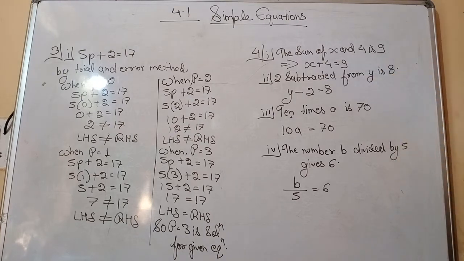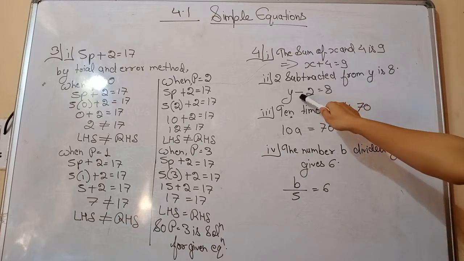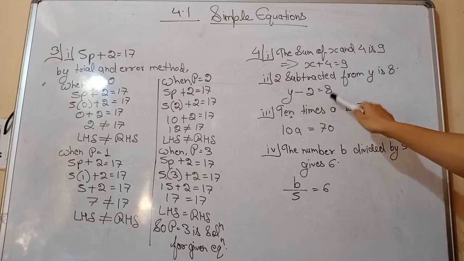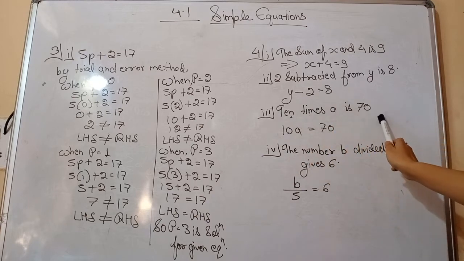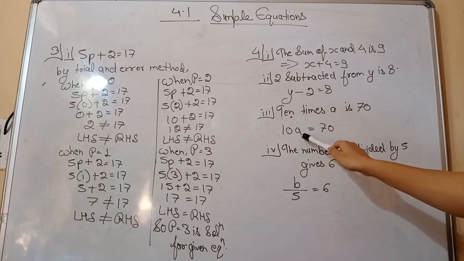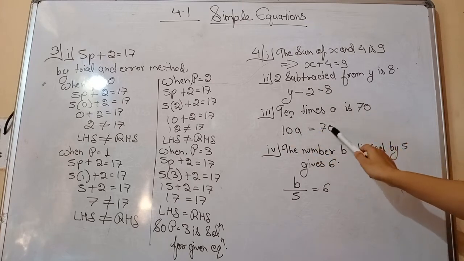Now how to form a subtraction equation? See, 2 subtracted from y gives us how much? 8. So y minus 2 equals 8. This is our next equation. Now what about the third one? 10 times a is 70. It means when we multiply a by 10, 10a equals 70.